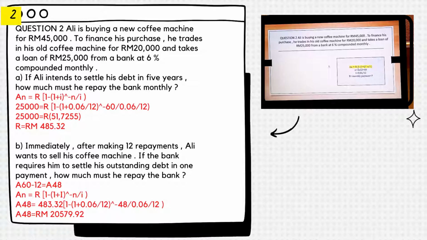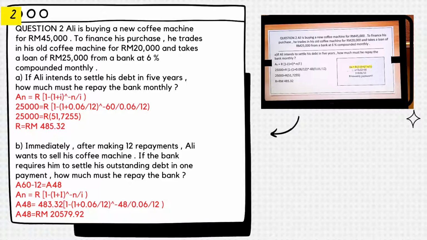So, let's take a look at question A. If Ali intends to settle his debt in 5 years, how much must he repay the bank monthly? We have all the information except the monthly payment. This is what we are looking for. From the question we can find n and i. It took him 5 years to settle his debt, so 5 multiplied by 12 equals 60. i equals 0.06 divided by 12.